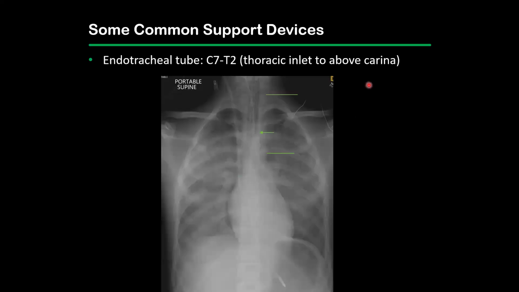So here are some common support devices. Endotracheal tube: it should be within the trachea and somewhere between the thoracic inlet and the carina. So usually about C7 to somewhere about T2. These two lines just show you about that window that it can be. This endotracheal tube ends at about the mid trachea, which is appropriate.